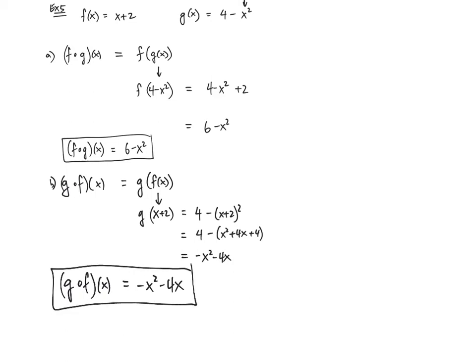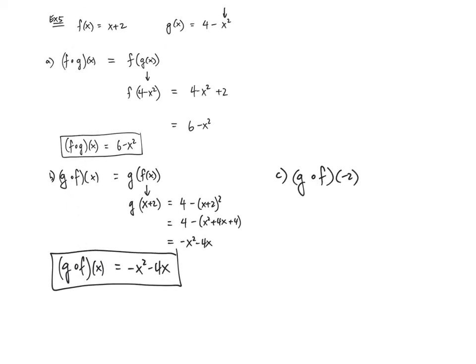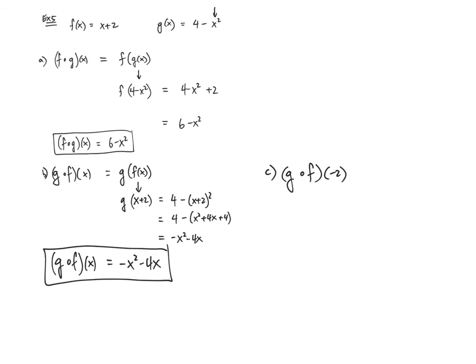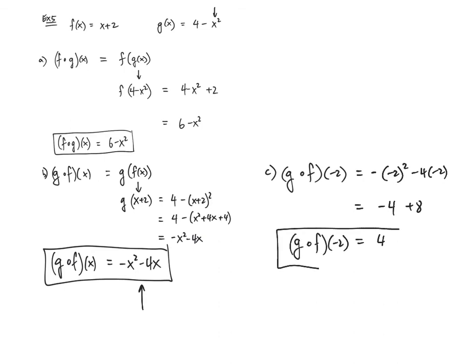Okay, and then for part C, they want you to check what is g of f of negative 2. Now that we've come up with, in part B, an equation for g of f, you can simply plug in negative 2 into this equation. So it's negative 2 squared minus 4 times negative 2, which is negative 4 plus 8, which is 4. So the end result of the composition function when x is negative 2 is 4.